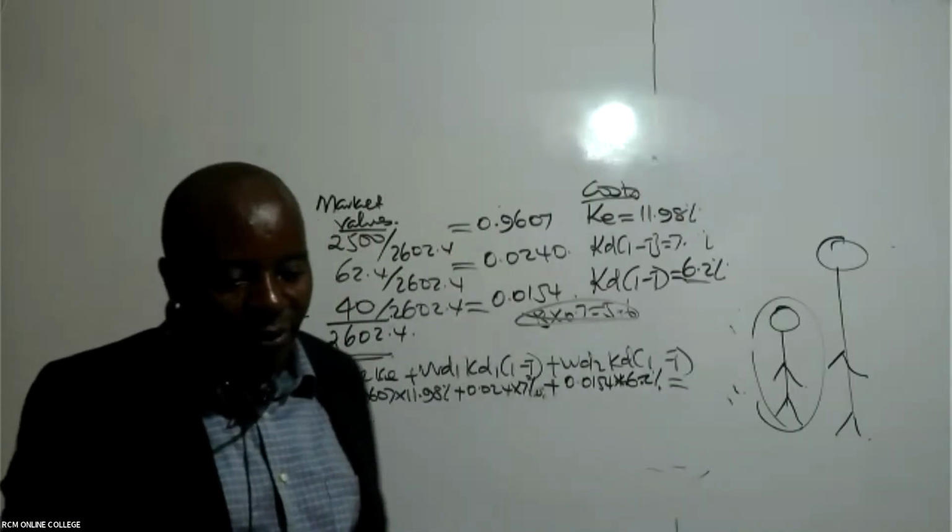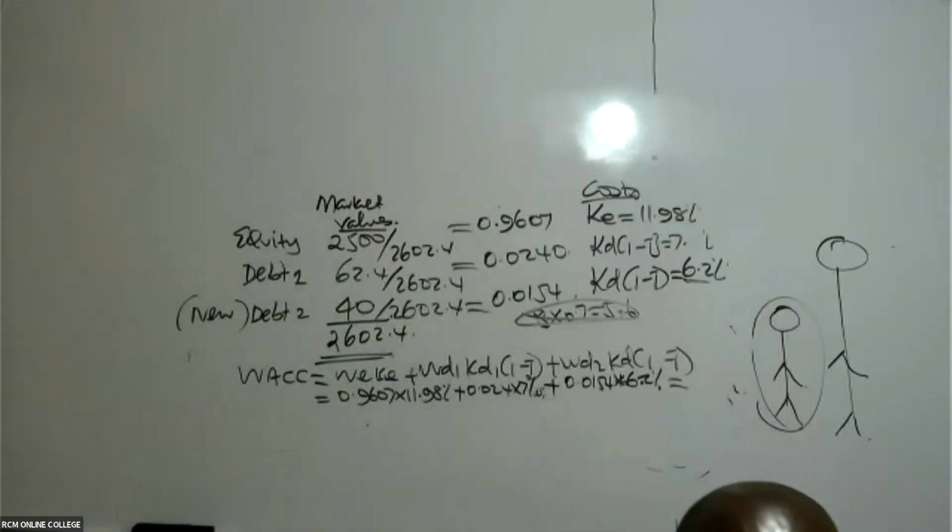Are you able to give us this WACC, somebody, first of all, before I answer Francis, which is a very, very good suggestion, Francis? So you take your calculator: 0.9607 times 11.98 plus 0.024 times 7 plus 0.0154 times 6.2. Is there somebody who is able to see 11.7 or something around there? I'm getting 11.77.